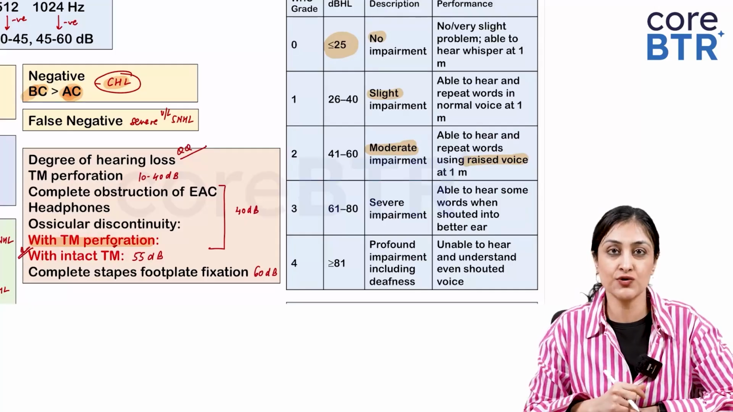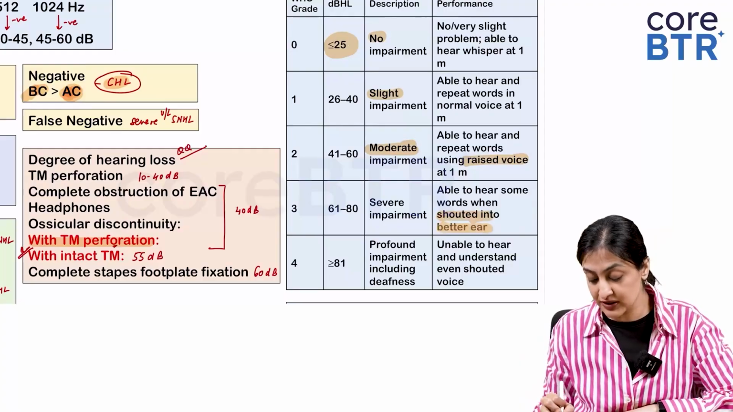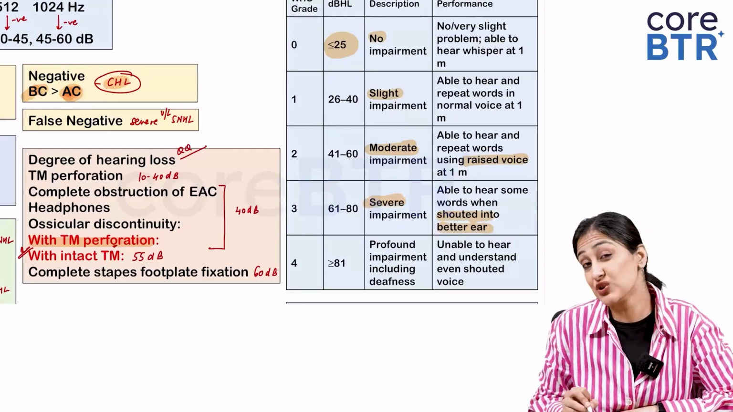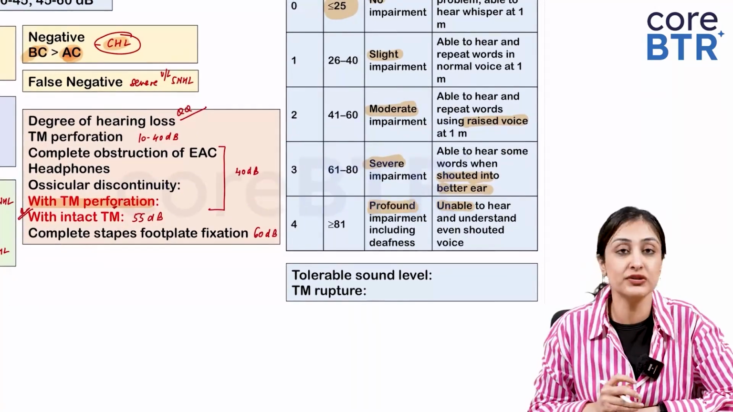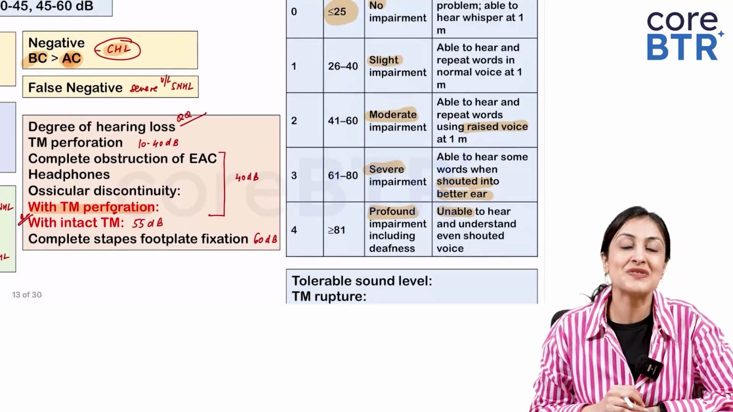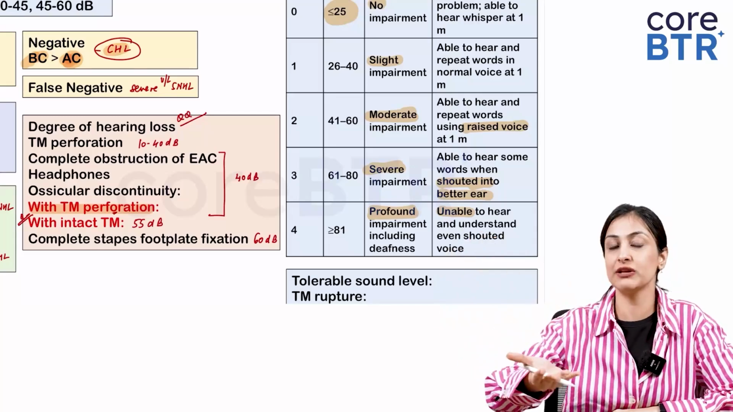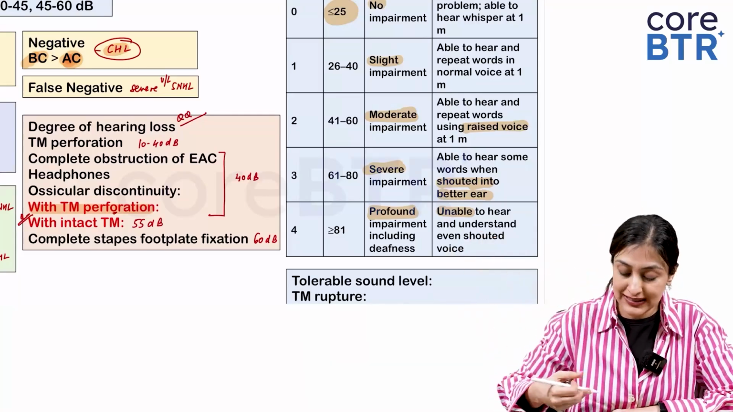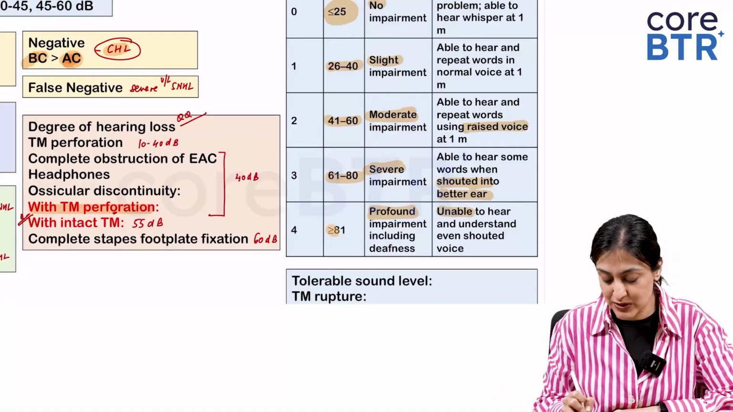You can't hear the shout also. So I have to come inside your ear and shout. So if I shout in your ear and now you can hear, you have a severe problem. And you can't hear that also, you have a profound problem. So no, slight, moderate, severe, profound. Just say this one more time and you will be good to go. Then remember the numbers: 25 to 40, 40 to 60, 60 to 80, more than 80.